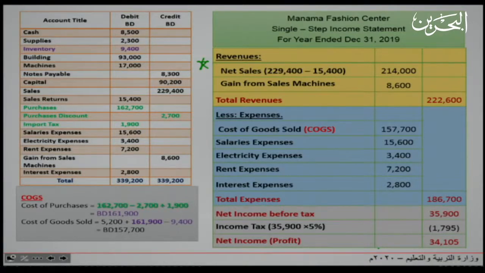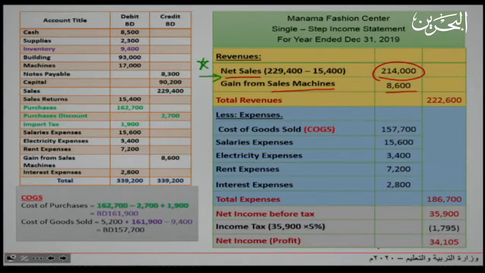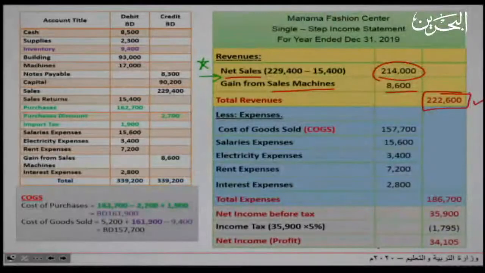In the revenue section, firstly, I will put the net sales, and I know from before how I can get the net sales. I will take the sales and subtract the sales discount from it, and I will get the net sales of a figure 240,000. Then I will add the gain from sales of machines with a figure of 8,600. Finally, I will get the total of revenue. This is the first part of the single step income statement.